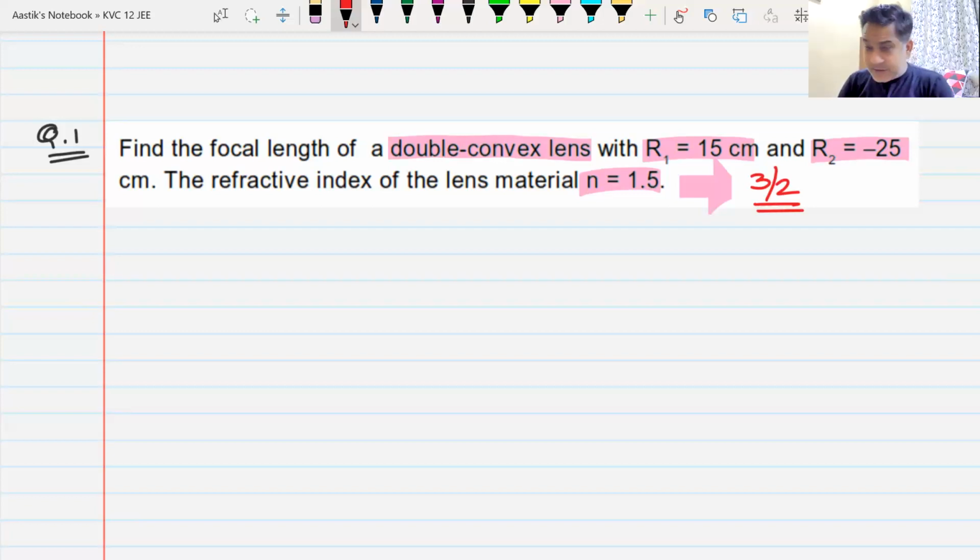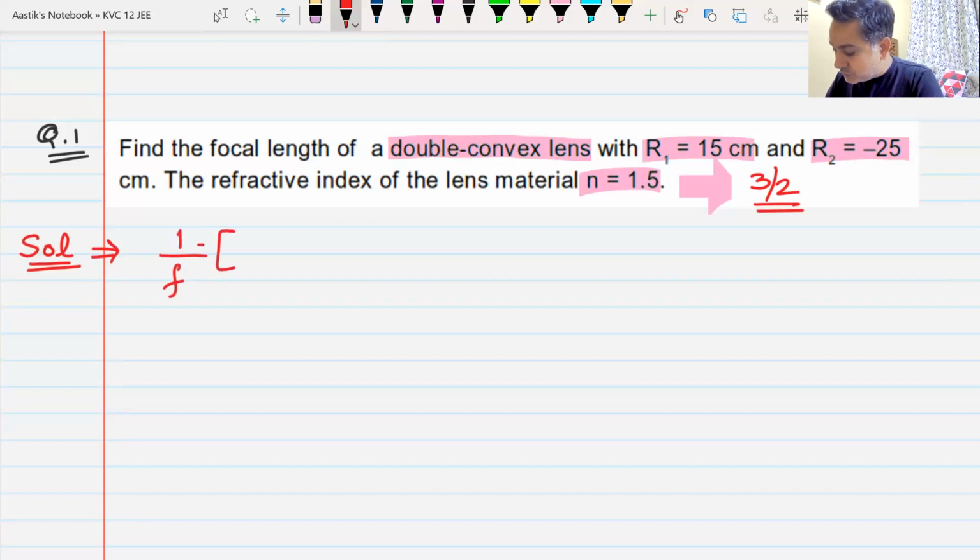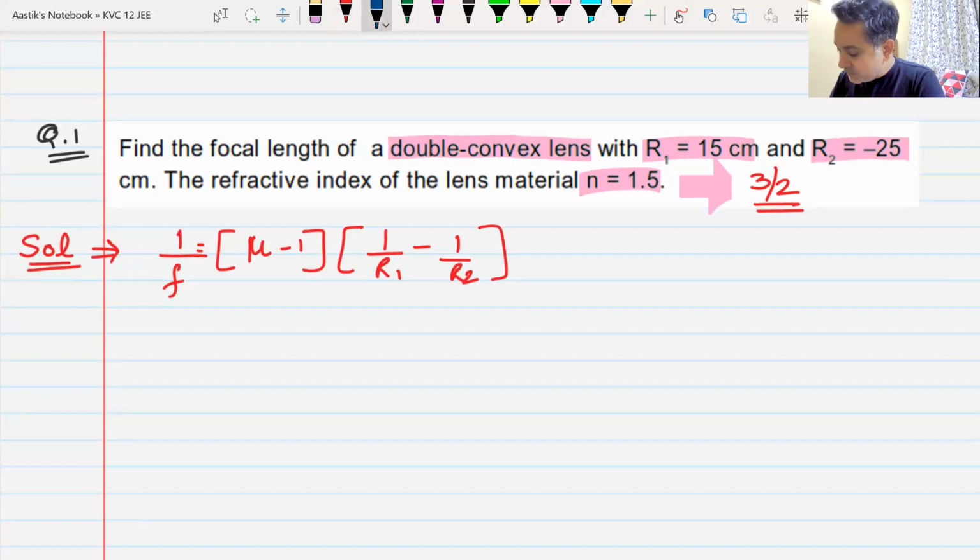Great, I have an answer. I can't tell you whether it is correct or not. 75/4, sir. Okay, so I'm getting the same answer from 2 different people sitting in 2 different classes. That means it has to get checked. So let me put the formula. The formula that I have is 1/f is equal to (mu minus 1) into (1/R1 minus 1/R2). Let us get used to this formula.